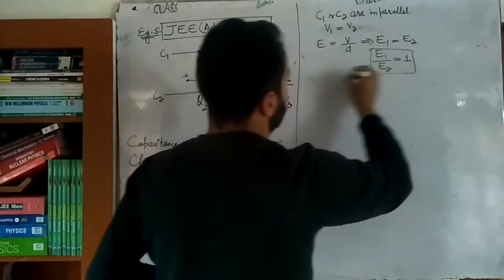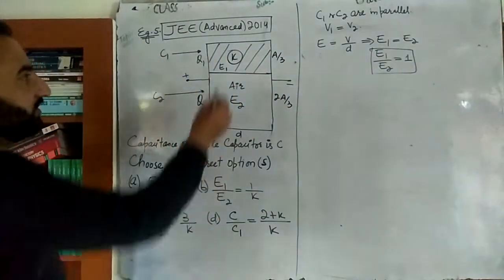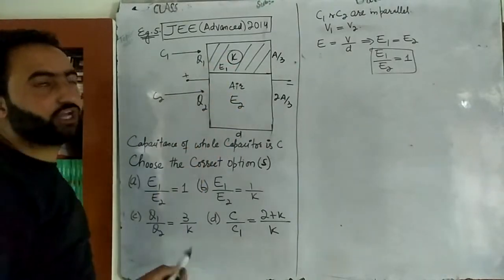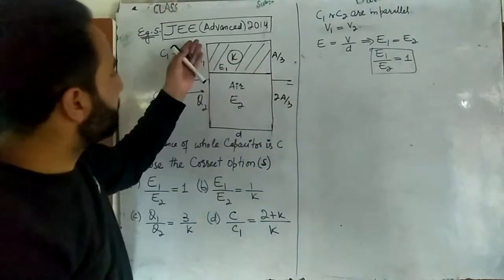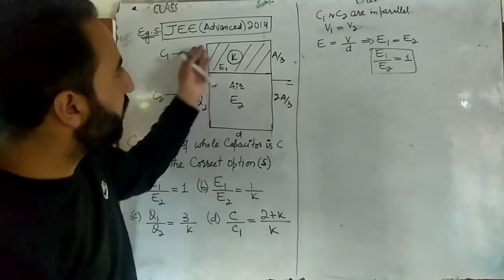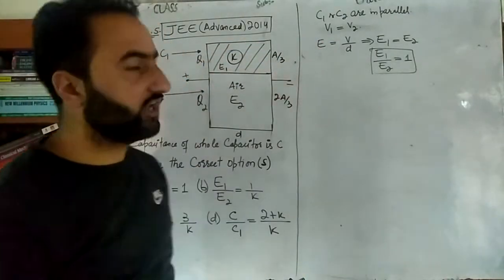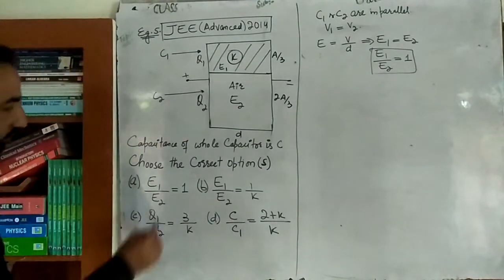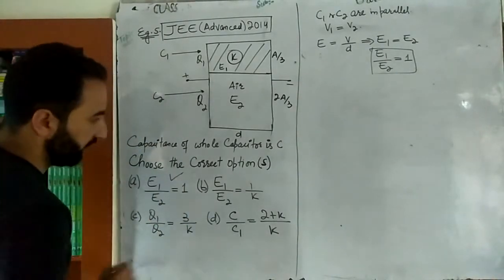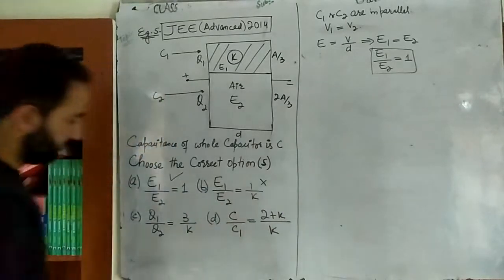So first of all, this equation. Simply, this one is parallel, so the potential difference is the same. When the potential difference is the same, the separation between the plates is D for this, and for this also D. That means V by D is a constant, so E is also a constant. So the ratio E1 by E2 will be equal to 1. That means option A is correct and option B is incorrect.